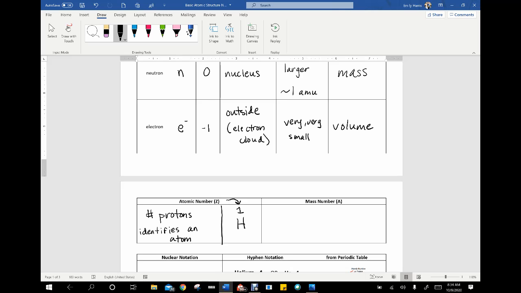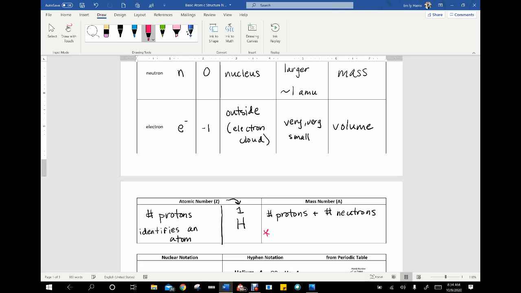Now, mass number is another useful term when talking about atomic structure. And so what mass number is, is the number of protons plus the number of neutrons. Again, those are the most massive particles within an atom, so they contribute most to the mass.